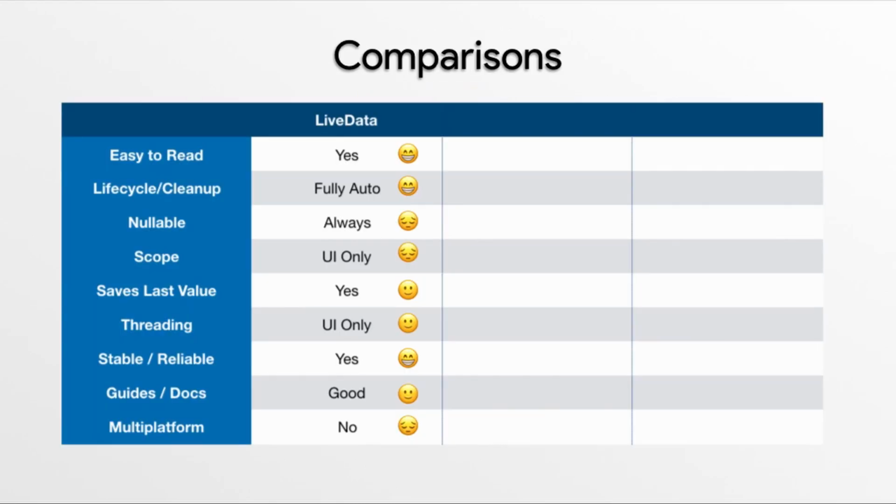So finally, comparisons. Okay, LiveData. It's easy to read. The lifecycle is fully automatic. So if you're nervous about memory leaks, if you're a new programmer or you're in a rush, LiveData is great. It's always nullable, which I don't like, but some people might. The scope, use it for the user interface. If you're using LiveData outside of the user interface, the further you stray from the UI, the more you're going to run into issues. And it saves a lot of boilerplate, so even if you're not used to reactive programming, it's a good middle ground.